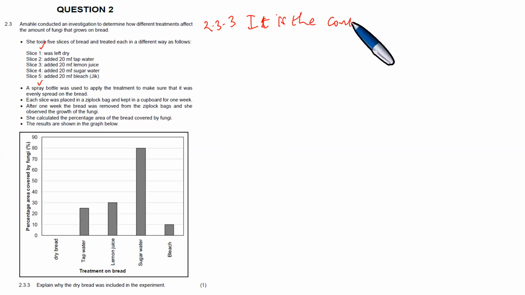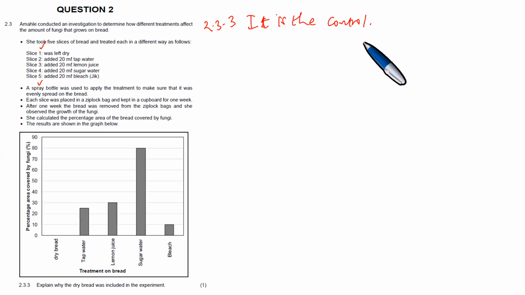Because nothing was put on that bread. But why is it here? Why is it on our bar graph when we write our scientific report? We answer that question because we have put nothing on it. If we put nothing on it, what do we call that in science? We actually call it the control. So it is the control.